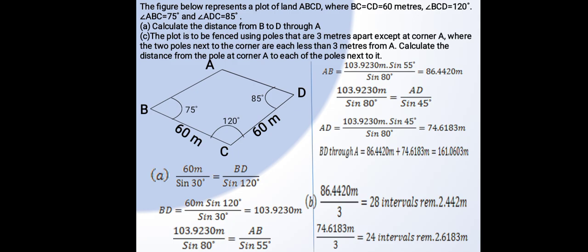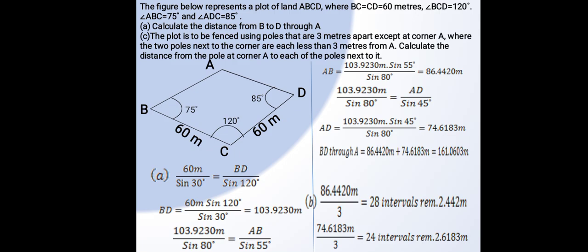But the poles at AB and AD, the last one will not have uniform distance from the others, because the 86.4 meters and 74.6 meters are not wholly divisible by 3. So we shall divide by 3 and get the remainder. That remainder is the distance of poles nearby A.